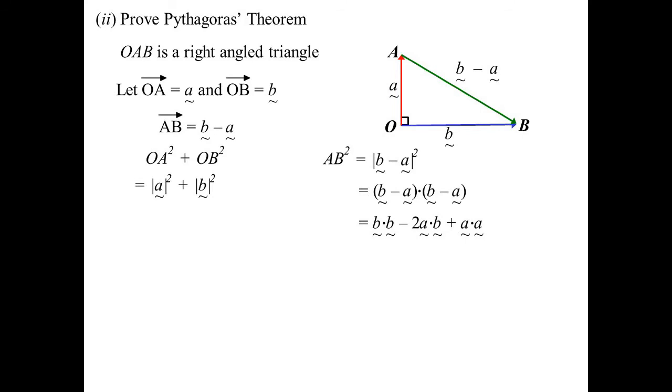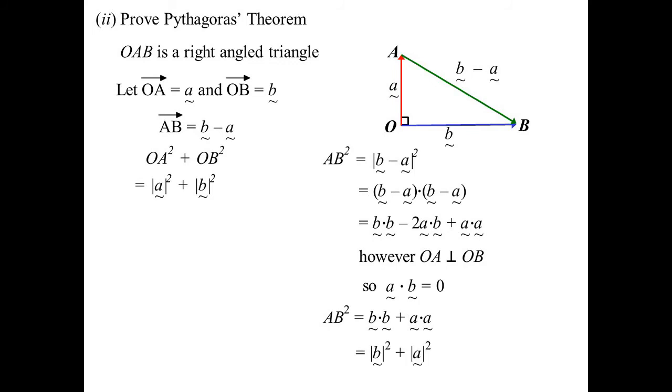But hang on, it's a right angle triangle. So I know OA is perpendicular to OB, therefore A dot B must equal 0. So I now know that AB squared is B dot B plus A dot A, which is magnitude of B squared plus magnitude of A squared, same as we found over there. So yes, Pythagoras' theorem must be true. AB squared is OA squared plus OB squared.